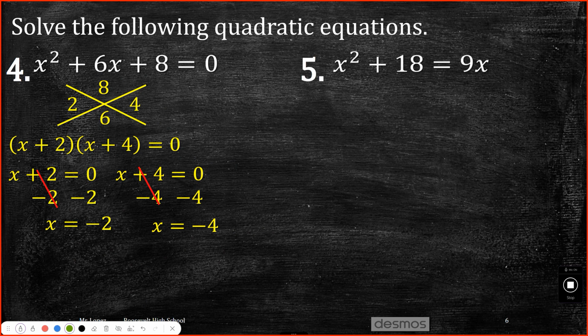All right, let's go to number 5. To solve quadratics, like problem number 5, it has to be set equal to what? 0, if we're going to use this method here. So how do we set it equal to 0? Subtract 9x. Yes, we're going to subtract 9x so it can become 0 on the right side.